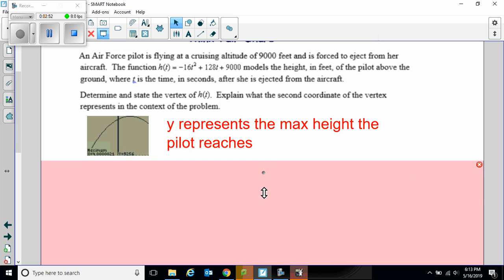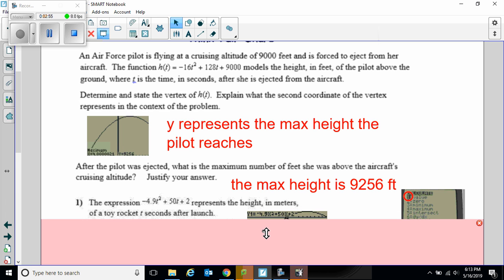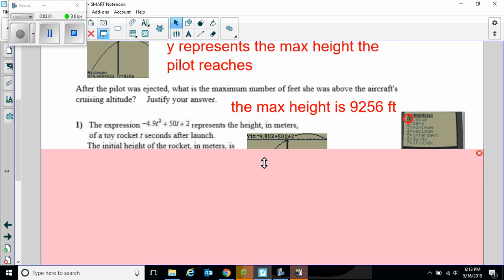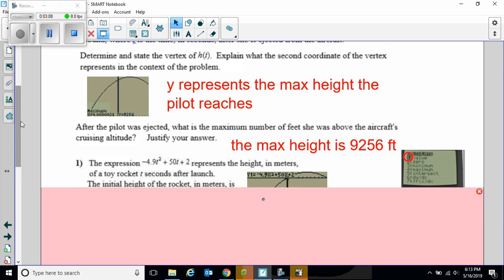So for us, maximum height is what we need to write when we say, after the pilot was ejected, what is the value? So, okay, summarize. The second coordinate, the y coordinate, represents maximum height. And in the context of this, we are 9,256 feet above the ground. So let's take a look at the next question.